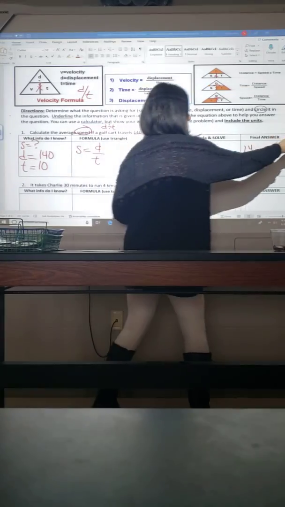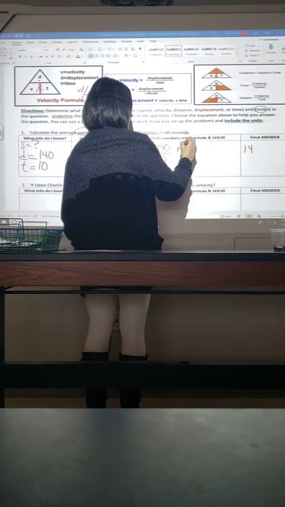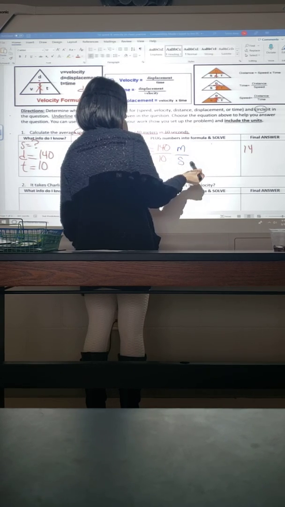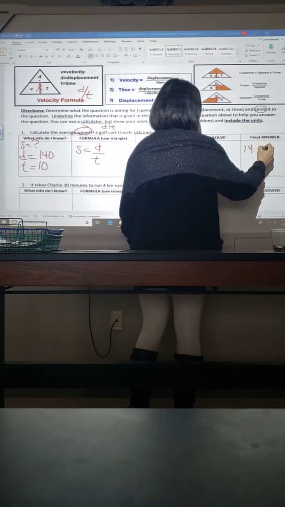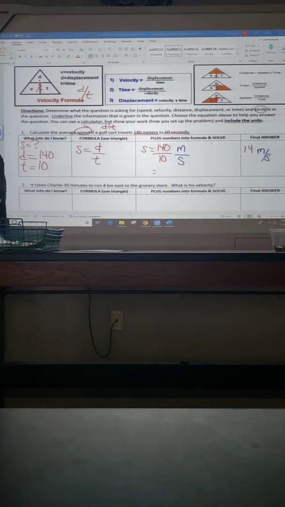But remember, whatever we do to our numbers, we also do to our units. So if this 140 was the meter and the time was a second, we have to include that in our final answer. Whatever we did to the numbers, we do to the units, and we get that new derived unit of the meter per second. So that's the final answer.